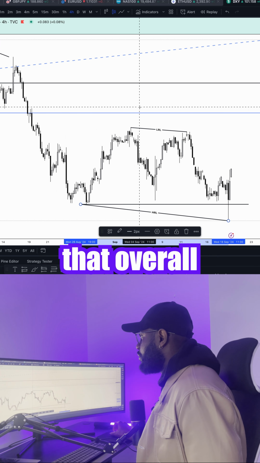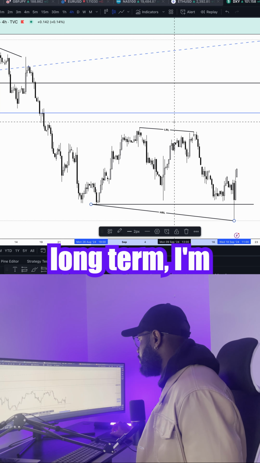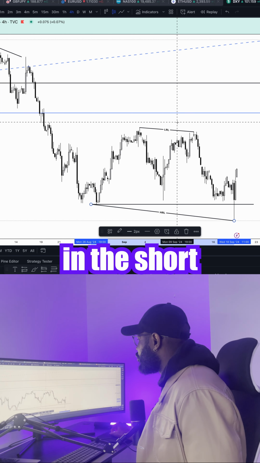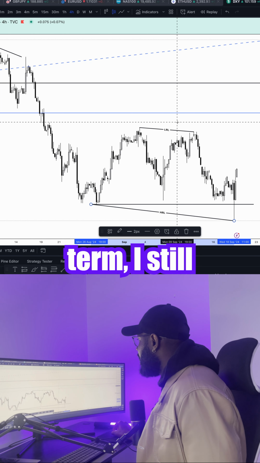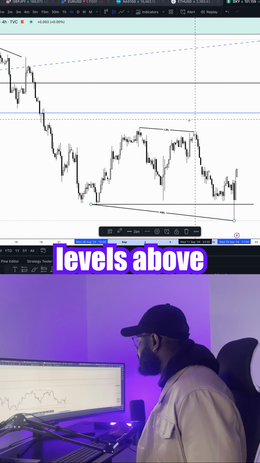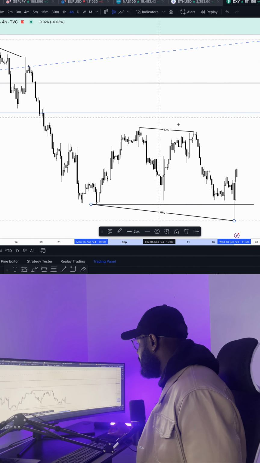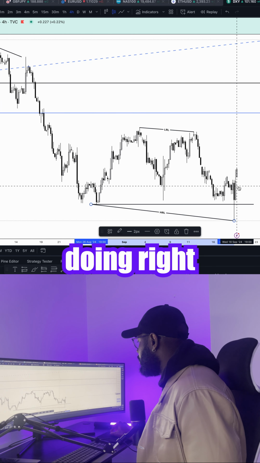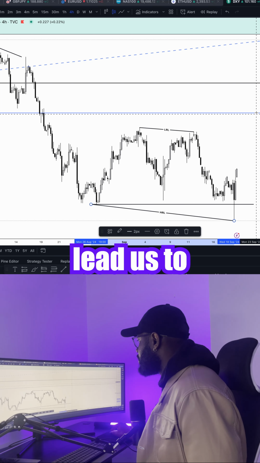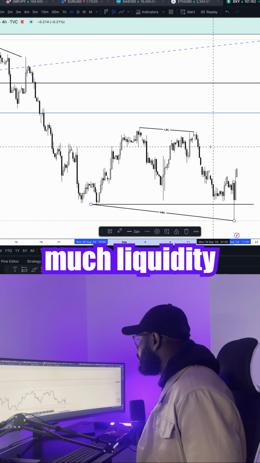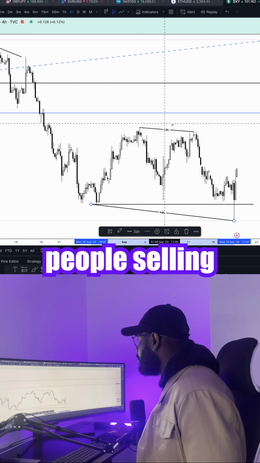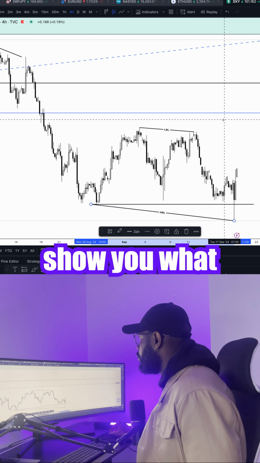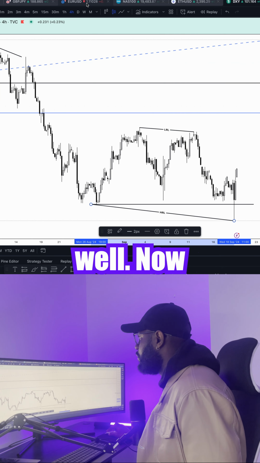Now, it doesn't mean that overall I'm not bearish on the dollar. In the long term, I'm bearish on the dollar. I want to see a continuation to the downside. But in the short term, I still have my key levels above this low resistance liquidity, where I'm anticipating to see the dollar gravitate to. So everything the market is doing right here could potentially lead us to rally. And there's so much liquidity right here now with so many people selling the dollar, buying the euro. I'm going to show you what this also looks like on the euro as well.